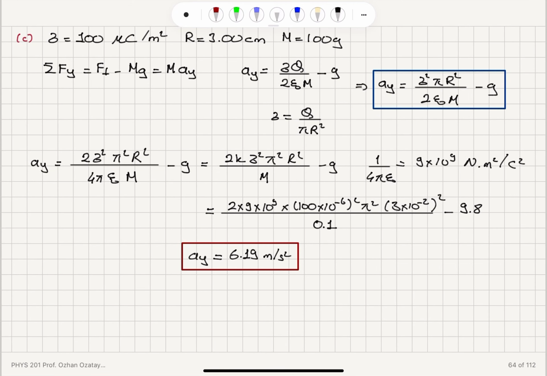Sigma q over 2 epsilon 0. If we divide it by m, then we have acceleration, minus mg divided by m, which is g, the gravitational acceleration. So this will give us the y component of the acceleration. For q, we can substitute sigma times pi r squared, or sigma, q over pi r squared. And for 1 over 4 pi epsilon 0, we can substitute Coulomb's constant. And to obtain 1 over 4 pi epsilon 0 here, I multiply top and bottom with 2 pi. And this gives me basically 2k sigma square pi square r square over m minus g. If I substitute the numbers in SI units, I obtain the final answer.